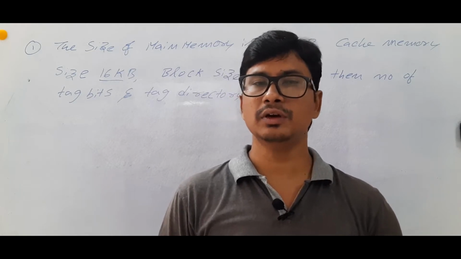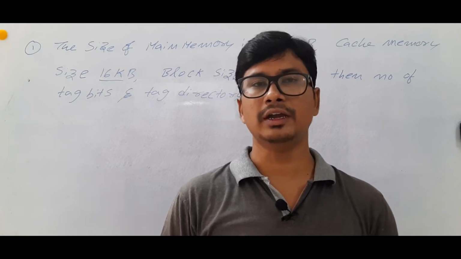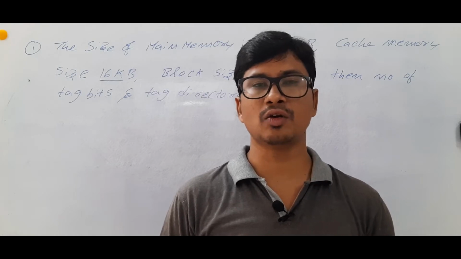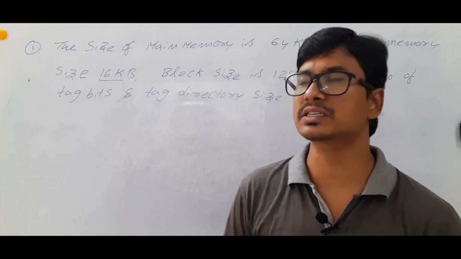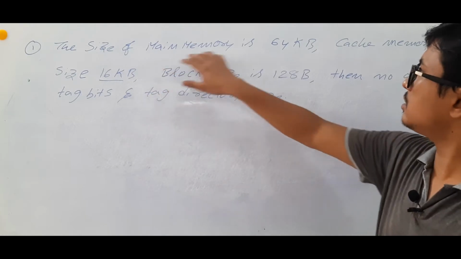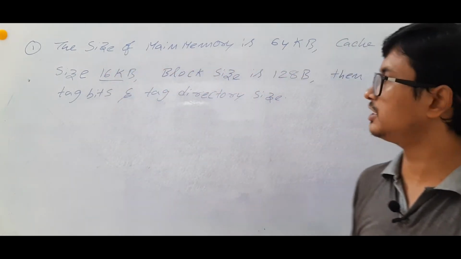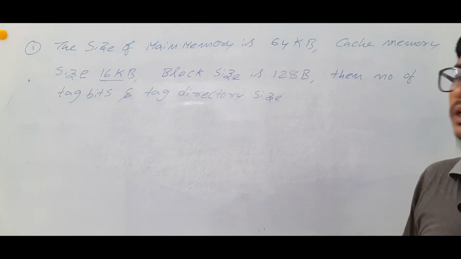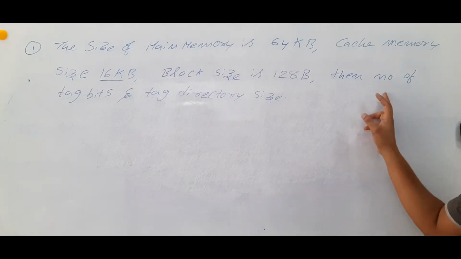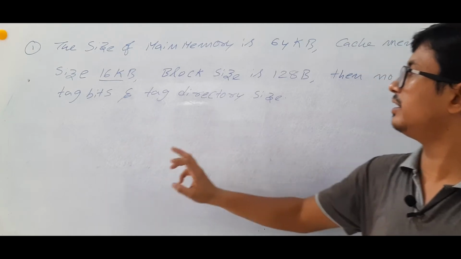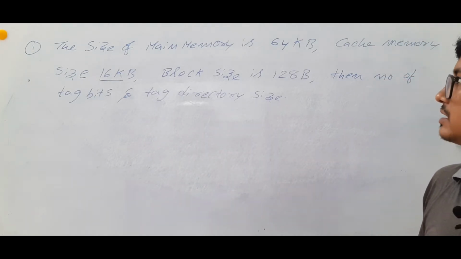In this video, we will discuss another example on direct mapping so that you will understand the concept in a better way. Let me discuss the example. The size of main memory is 64 KB and the cache memory size is 16 KB. Block size is 128 bytes, and we need to find the number of tag bits required and the tag directory size.